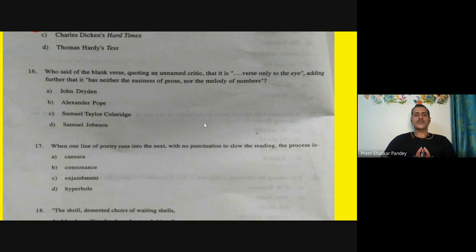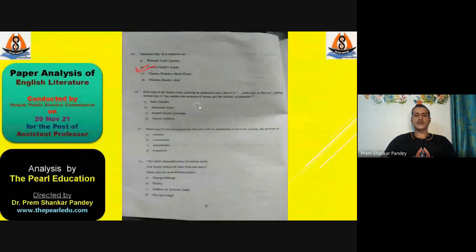Who said of the blank verse, quoting an unnamed critic, that it is verse only to the eye, adding further that it has neither the easiness of prose nor the melody of numbers? Okay, so if you don't know anything about this quotation, just look at the keyword blank verse. Blank verse is connected with Marlowe's mighty lines.